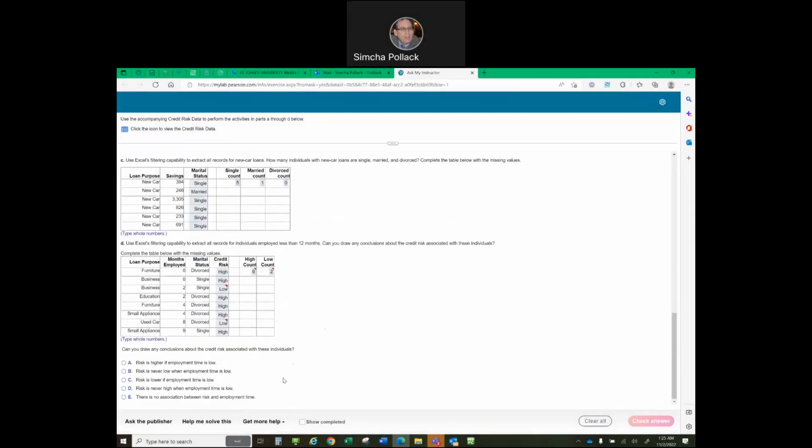Can you draw any conclusion about the credit risk associated with these individuals? Well, people who are not employed too long seem to have high, a lot of highs and a couple of lows. Risk is higher if employment is low. We'd say 8. Right. And we're done. Okay.